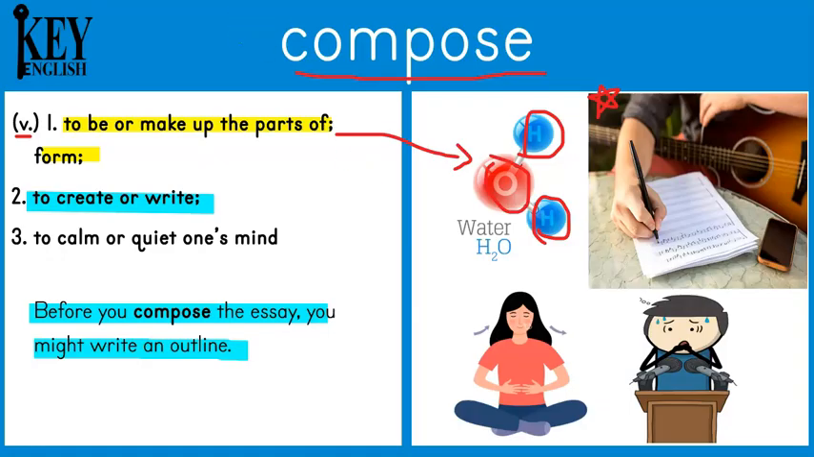The last way that we can use this word compose is to calm or quiet one's mind. So that means that you are calming yourself down or you're getting control of your feelings. So I could say something like, he took a deep breath to compose himself before speaking. So usually we compose ourselves. We calm ourselves down. We might take a deep breath, and that can help us clear our minds whenever something stressful is happening. So we can use the word compose in these 3 different ways.